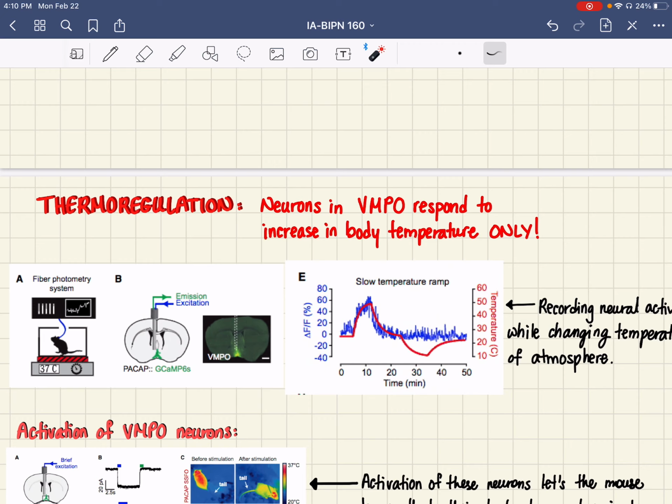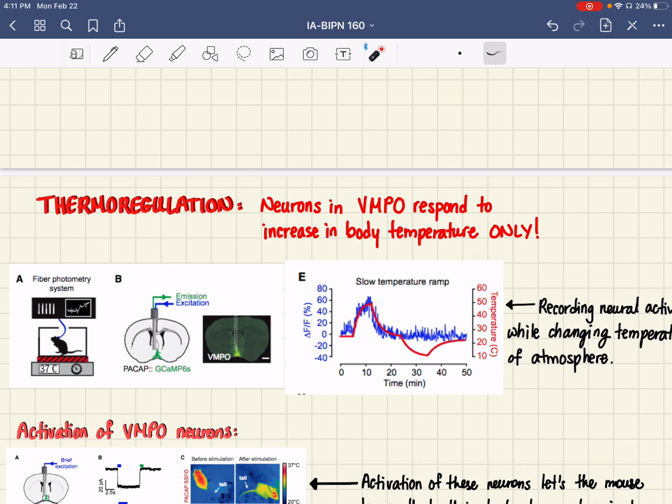And how was that piece of information found? They used fiber photometry to record neural activity from a mouse that was standing on a heater. And when they changed the levels of the temperature in the atmosphere of the mouse, or the heater that the mouse was standing on, they noticed the activity of these neurons in the VMPO. And that activity is shown in this graph right here.